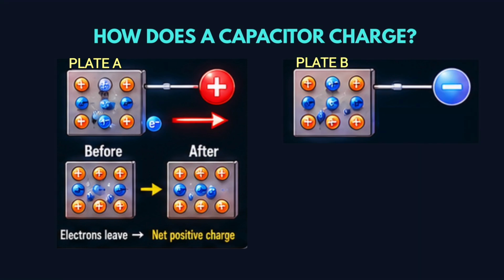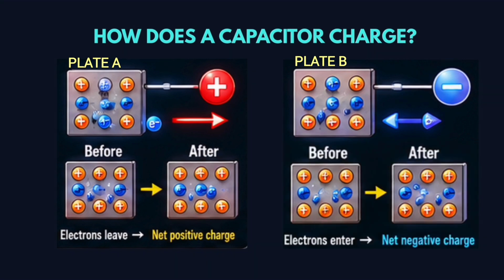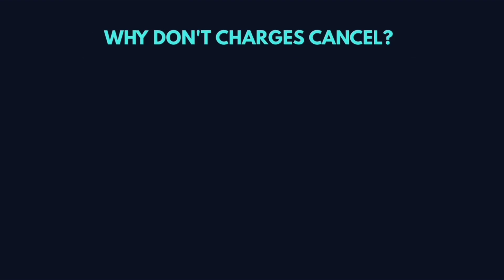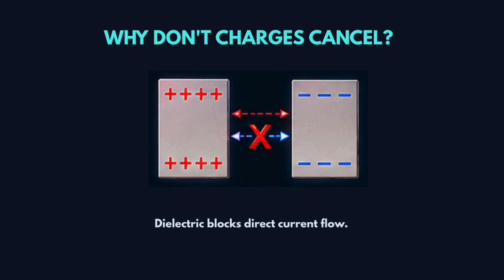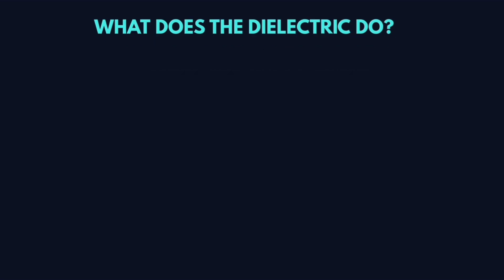Now consider the negative plate. The negative terminal pushes electrons onto the plate. Extra electrons accumulate. The plate becomes negatively charged. Why don't charges cancel? The negative plate electrons are attracted towards the positive plate. They want to move, but the gap contains a dielectric. A dielectric is an insulator. It does not allow free electron movement like a metal. So charge separation remains.